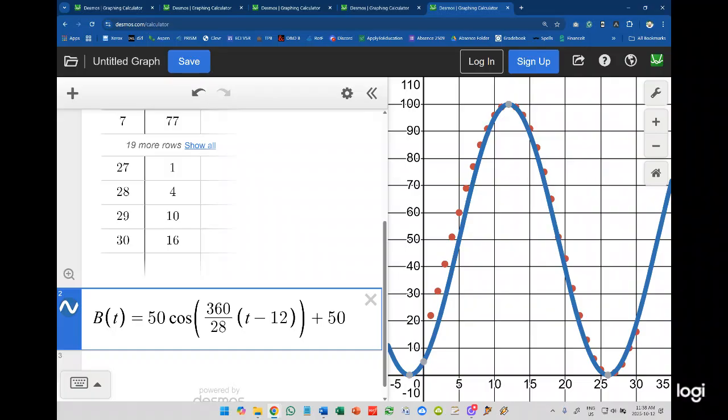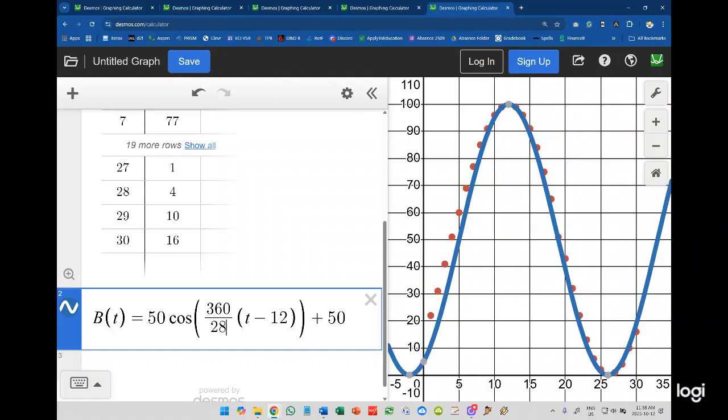So anyway, that's not a bad model right there to represent it. We got the peak in the right place. We got the minimum in the right place. The period looks more or less correct. Maximum and minimum values are about correct. Yeah, I think we're good. So that would be the function that I would come up with.